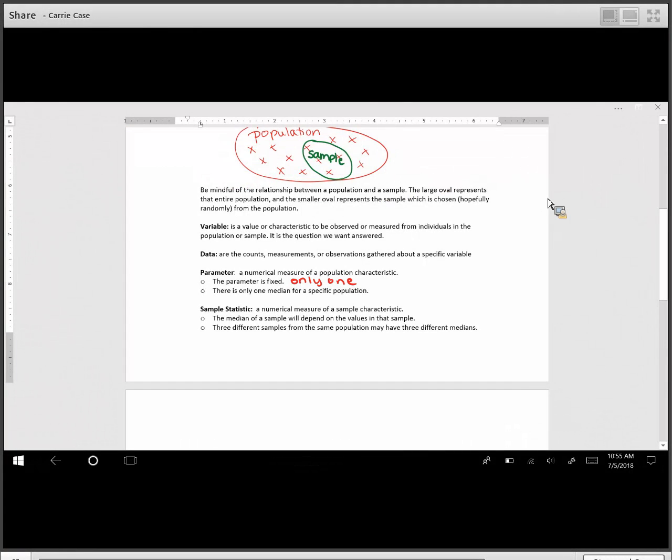A sample statistic is a numerical measure of a sample characteristic. The median of a sample will depend on the values in that sample. Three different samples from the same population may have three different medians.